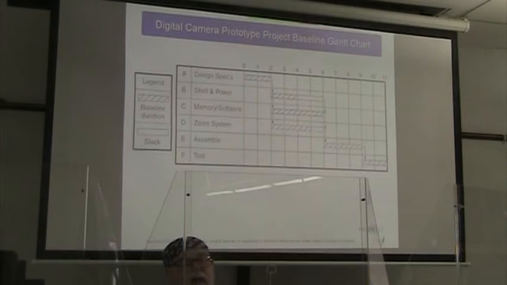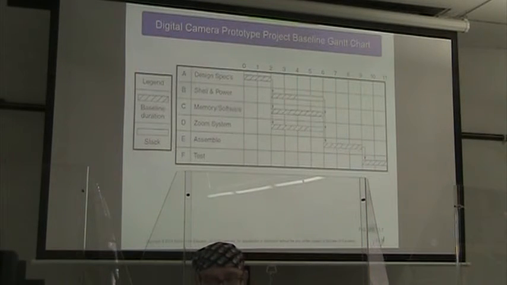All right, so here we have the Gantt chart for this particular project. And you can see it's broken down into the 6 activities. In activity B, shell and power, we have 2 slack time units, and the Zoom system, we have 1 slack time unit in case of problems.